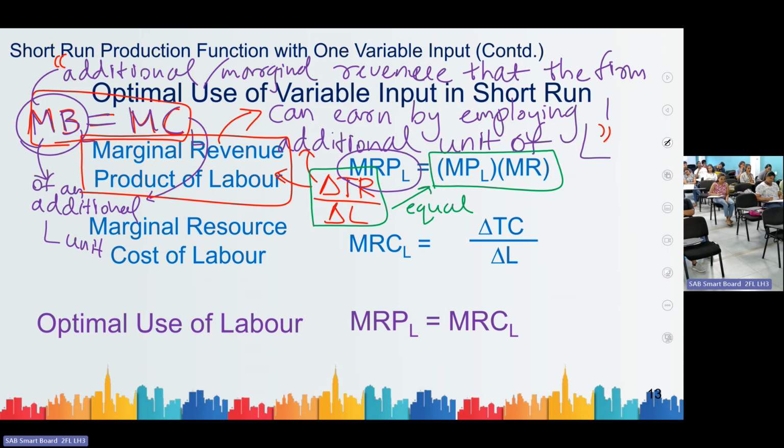What is the meaning of marginal revenue product of labor? That is the additional revenue that the firm can earn by employing one additional unit of labor. That is about the marginal benefit part.